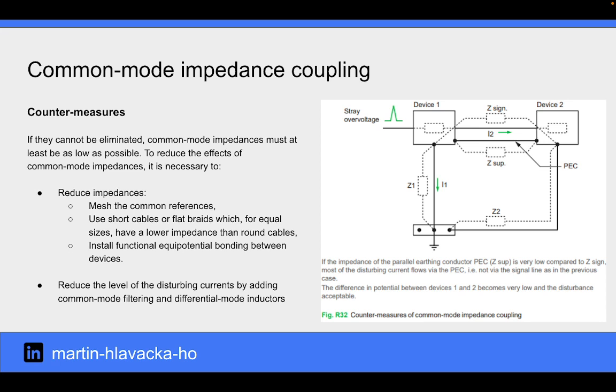To reduce the effects of common mode impedances, it is necessary to reduce impedances by meshing the common references, use short cables or flat braids which for equal sizes have a lower impedance than round cables, or by installing functional equipotential bonding between devices, or reduce the level of the disturbing currents by adding common mode filtering and differential mode inductors.